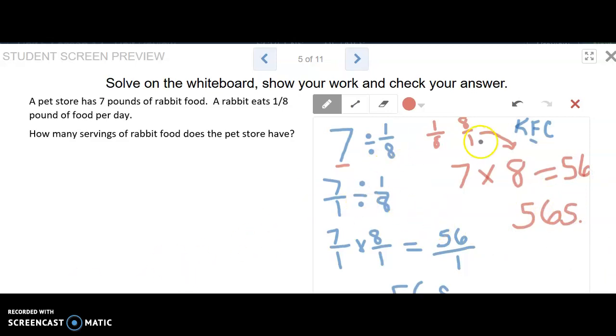Check your work, make any changes to your whiteboard that you need to, and move on to the next problem.